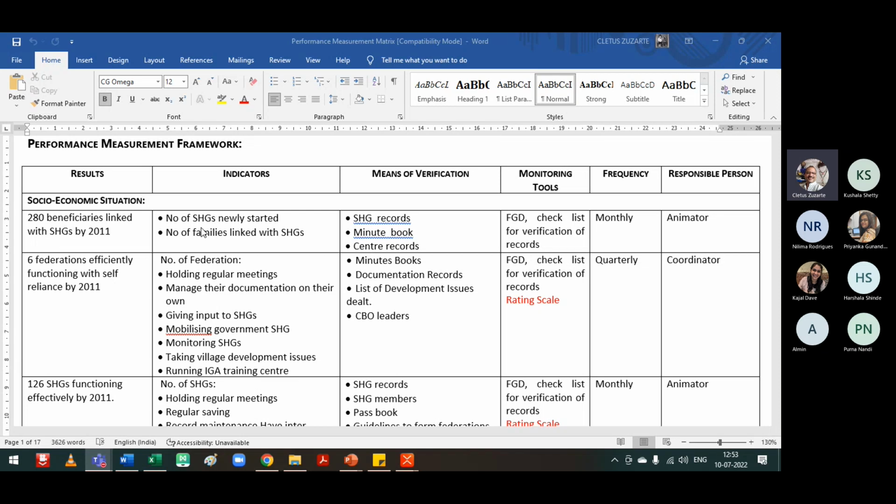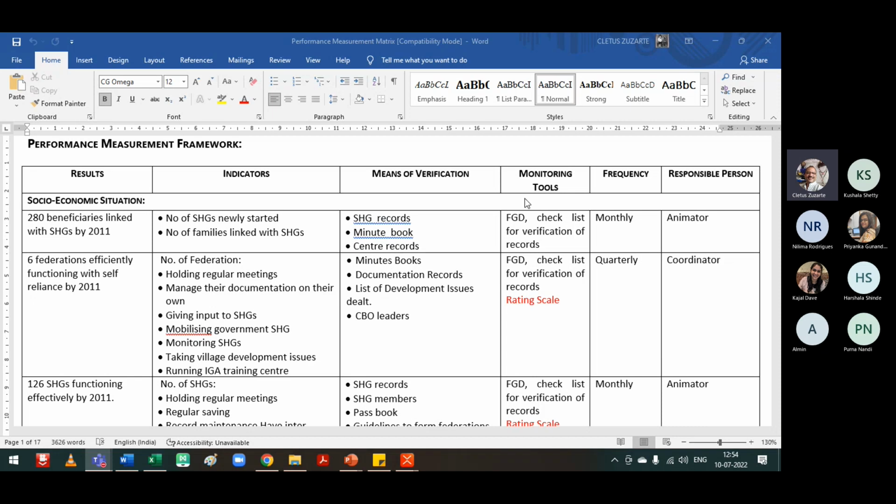Okay, so the number of newly started SHGs, the number of families linked with SHGs. So what are the means of verification you're looking at? SHG records. Okay, so the indicators and means of verification are very important because you are connecting your indicator. You are saying, how do I know that an SHG has been formed? The SHG records will show it. The minutes book will show it. The center records will show it.